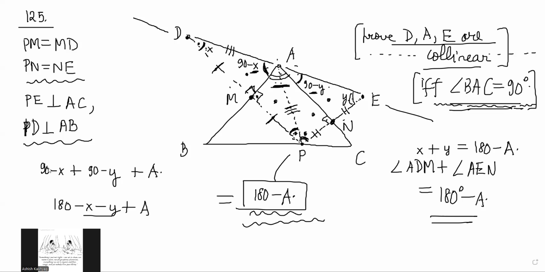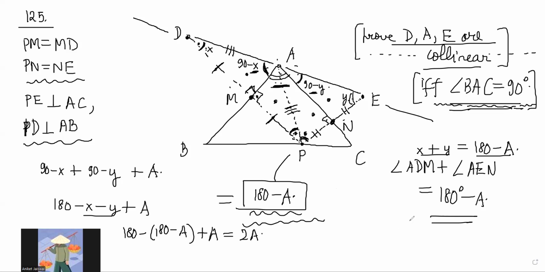Do you realize that right now it is not coming? Something weird is happening. We are getting X plus Y is 180 minus A. If I put that here, I'm getting 180 minus 180 minus A plus A, and basically I'm getting 2A here. I'm getting the sum of the three angles is 2A. And if it has to be collinear, 2A has to be 180. So A has to be 90.